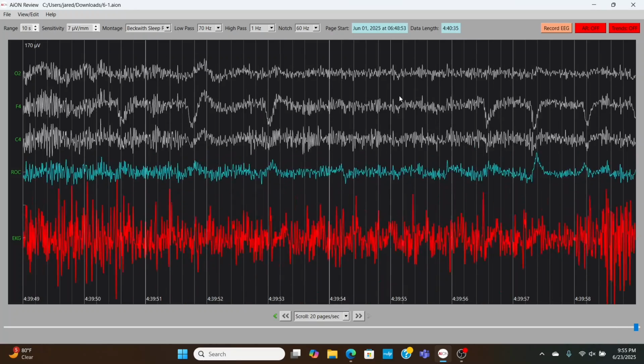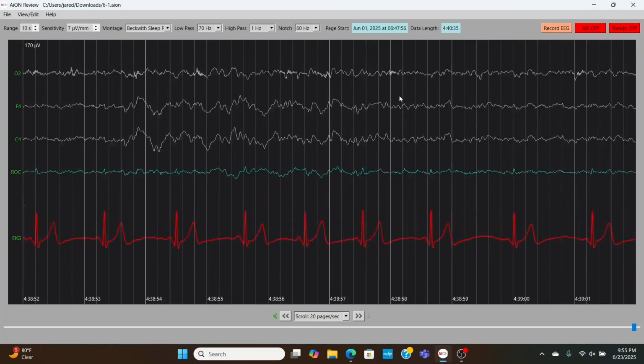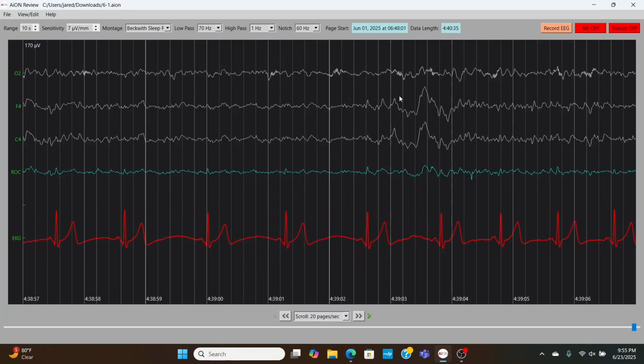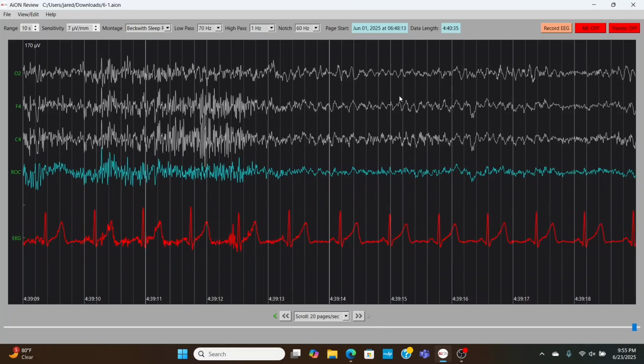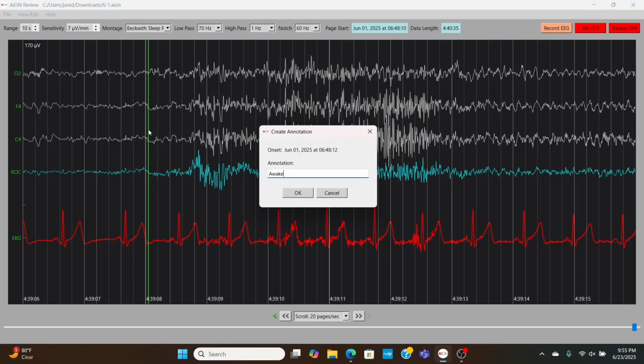Tell the doctor if you think you see something abnormal, or ask your EEG tech friends. That's something I do a lot too. In the hospital, if I see something concerning, I'll ask one of my buddies and say, hey, what do you think about this? Here we made it to the end of my overnight EEG.